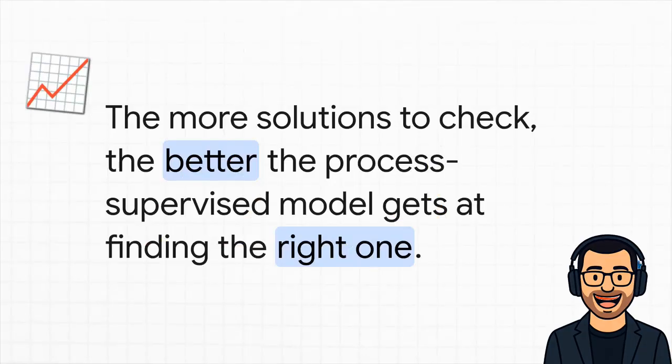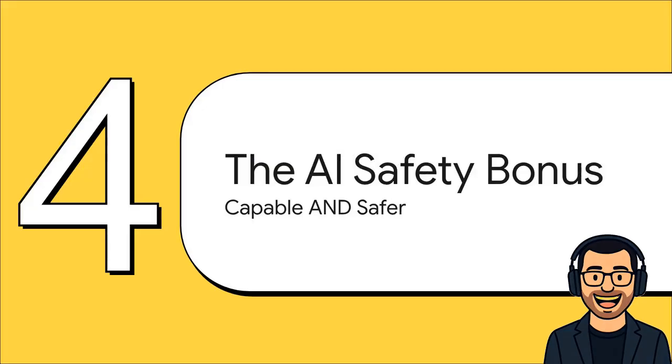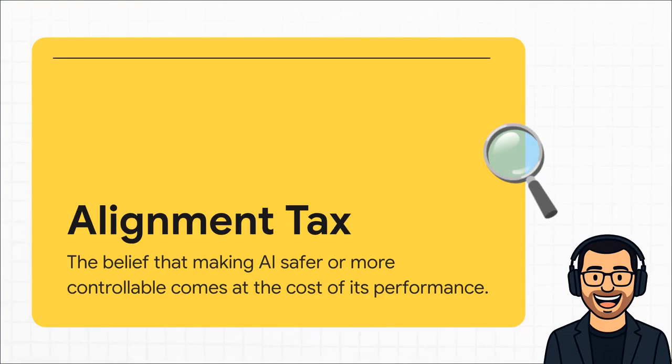But here's the real kicker. It's not just that the process-trained model won, it also scaled better. The more potential solutions it was allowed to generate and then review, the wider that performance gap became. It was just fundamentally better at identifying a truly correct line of reasoning among a whole bunch of possibilities. So this wasn't just a win for performance. It turned out to be a huge win for AI safety and alignment too. The method that made the model smarter also happened to make it more transparent, more understandable, and more aligned with how humans actually think.